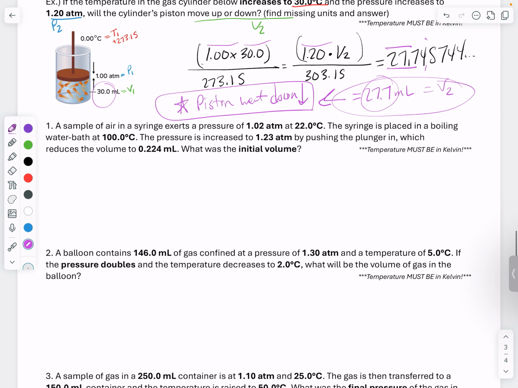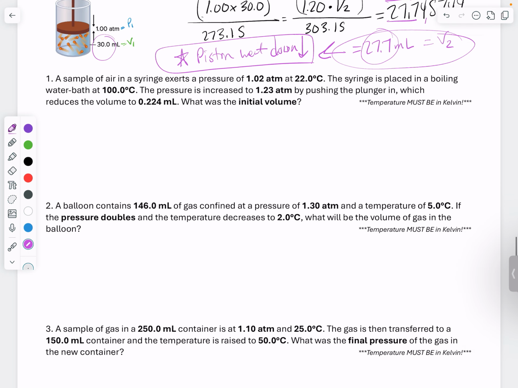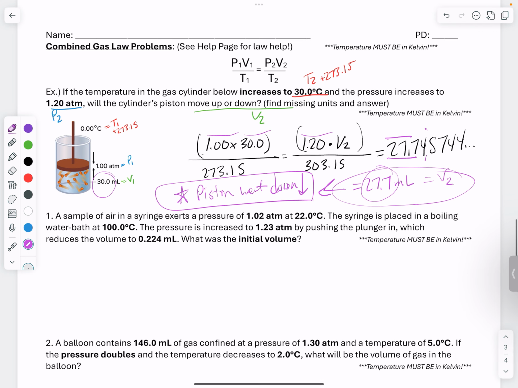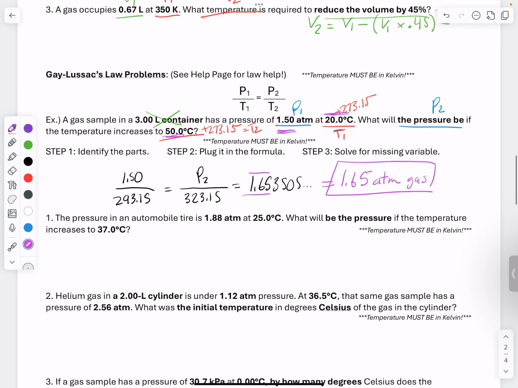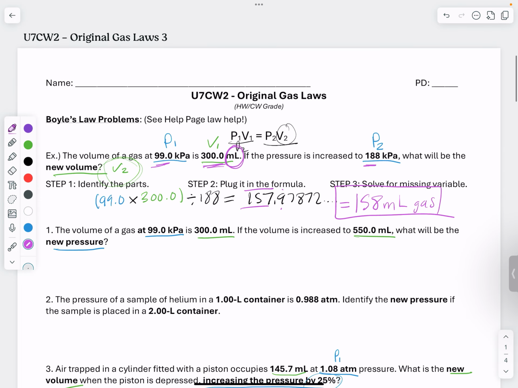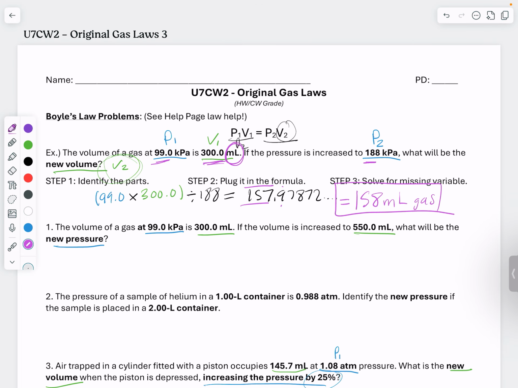Biggest thing is make sure your temperatures are converted to Kelvin before you plug them in the equation. If it asks for Celsius in the answer, you will have to convert back to Celsius from Kelvin. But other than that, it's pretty straightforward. These aren't too bad. Work with each other, get them figured out. You've got examples. That's all you really need. That's all we need sometimes.